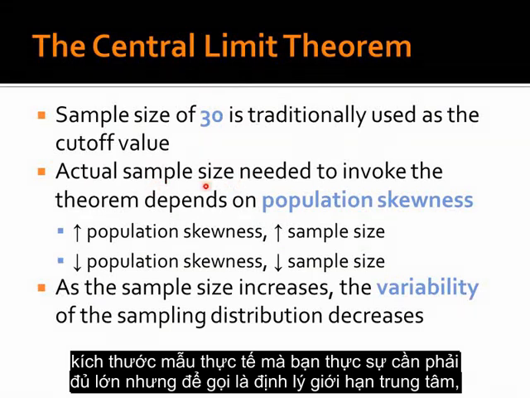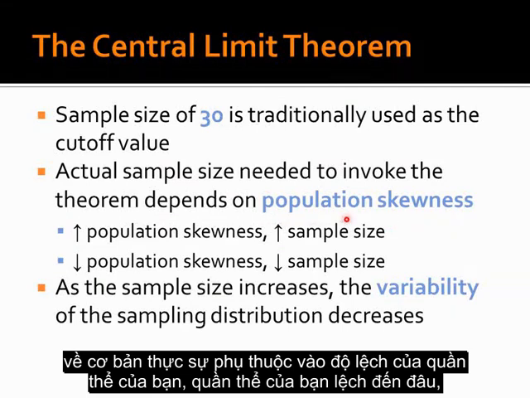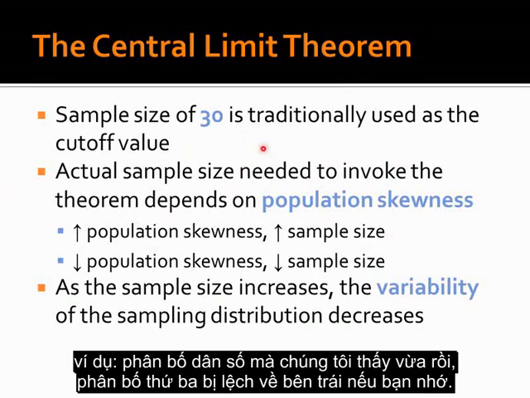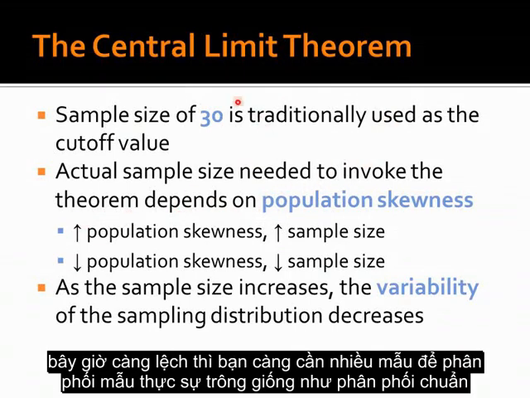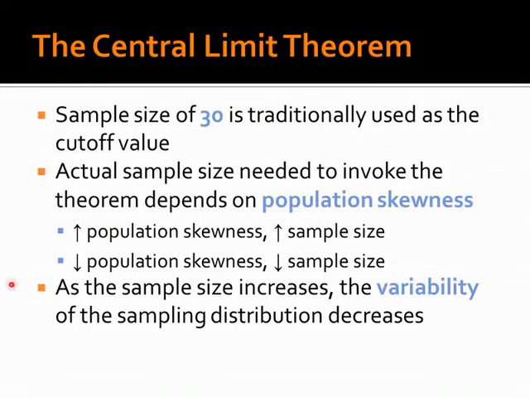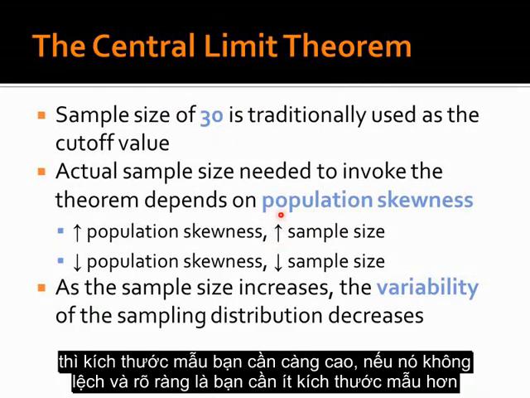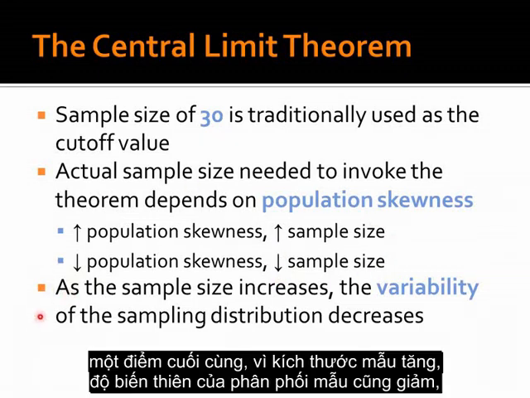The sample size you actually need to be large enough to invoke the central limit theorem actually depends on the skewness of your population, how skewed your population is. For example, one of the 4 example population distributions we saw just now, the third one, was skewed to the left, if you remember, right? Now the more skewed it is, the more samples you need for the sampling distribution to actually look like a normal distribution, right? So the more skewness, the higher the sample size you need. If it's not as skewed, then obviously you need a smaller sample size. One last point, as the sample size increases, the variability of the sampling distribution also decreases, right?